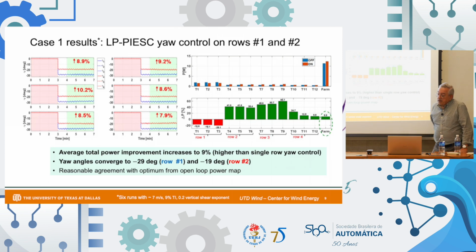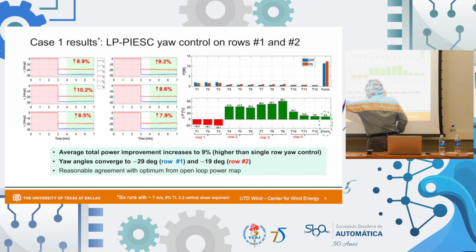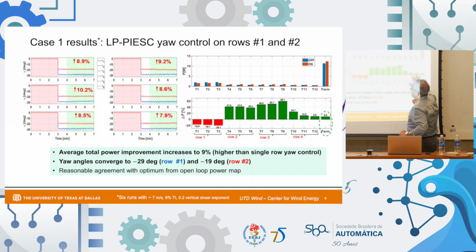Okay, so here I'm going to show two things. On the left-hand side, I'm going to show yaw angles. On the right-hand side, I'm going to show the average of power calculated over central intervals that I will explain, and then the change in power relative to the baseline, which is no yaw of the machines at all.